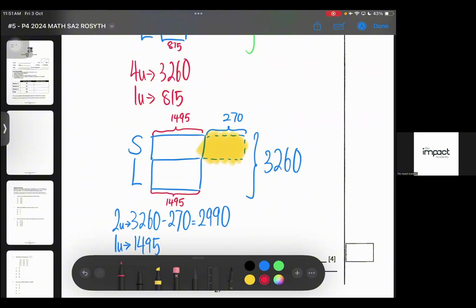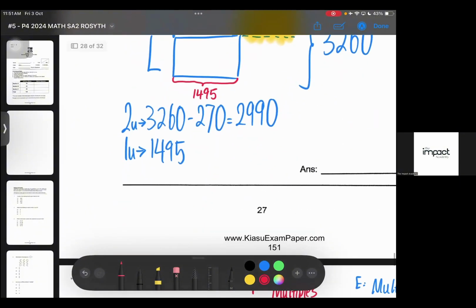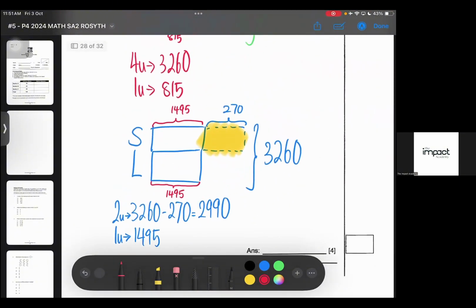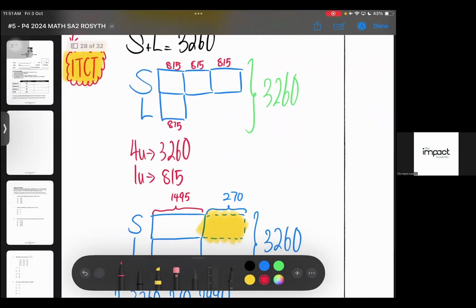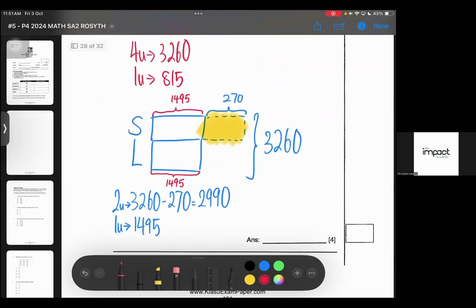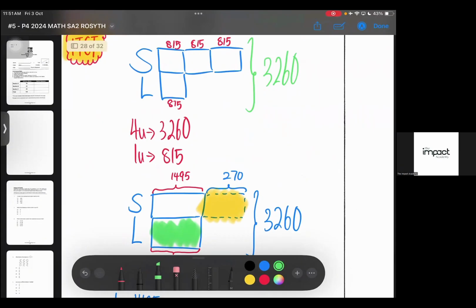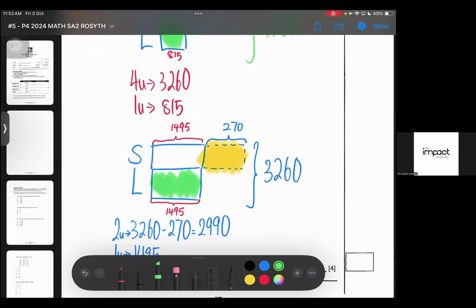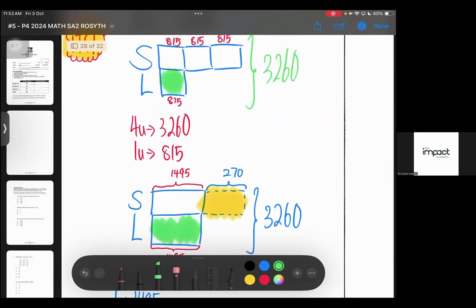So Leo right now is 1,495. What was Leo at first? 815. True? I say this again. Can everyone look at Leo right now? I'm just going to use green to highlight. This is Leo right now, 1,495. What was Leo at first? 815. Very good. What do you think caused Leo to jump from 815 to 1,495?